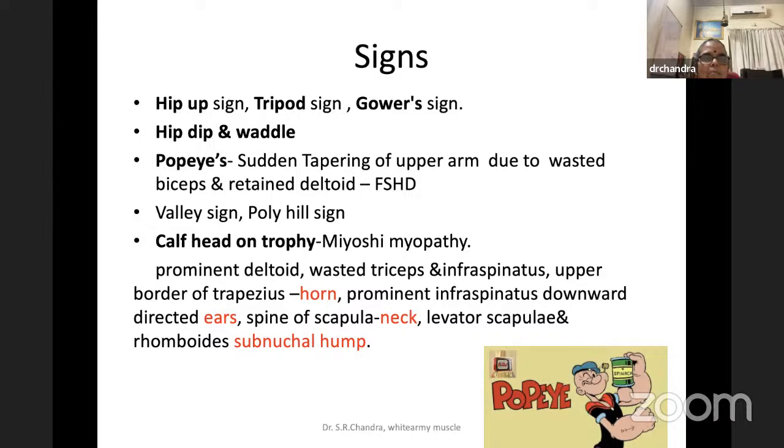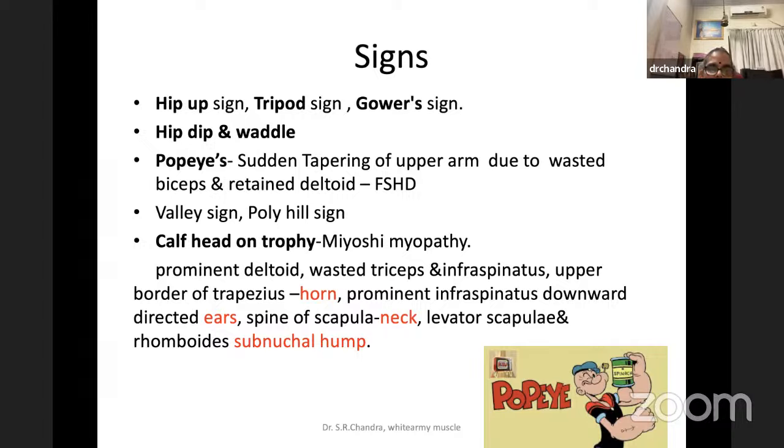When we have got abductor muscle weakness, there is hip dip. Instead of the Trendelenburg effect, where when you put one leg down, the opposite hip should go up, here it will dip. And that results in the waddling. That means the gluteus medius and minimus are weak. Then poppy sign is sudden tapering of the upper arm due to wasted biceps and retained deltoid. So this poppy sign, if you see, or the decreased facial expression, which the father also has, the son also has, then the diagnosis is over.